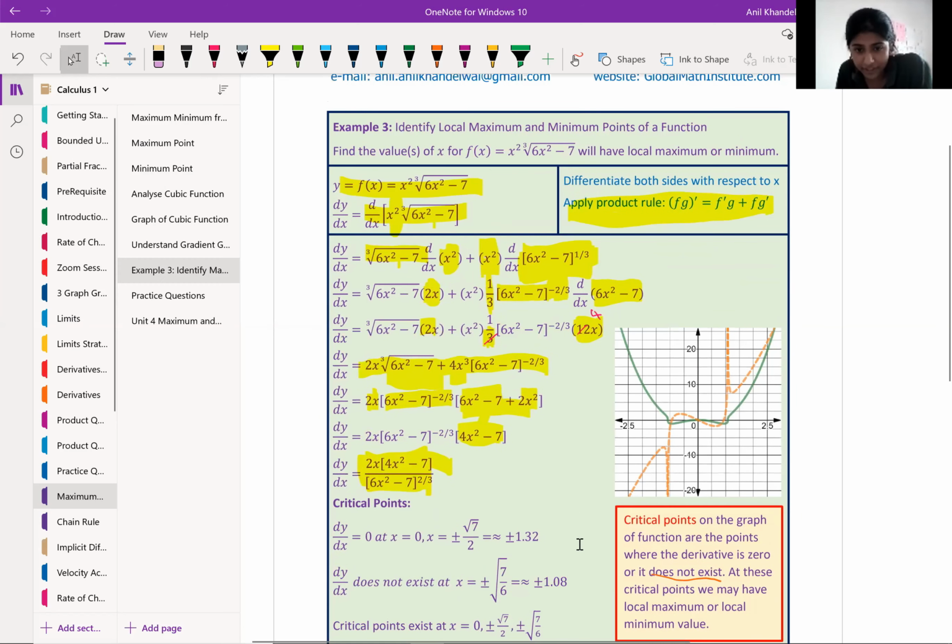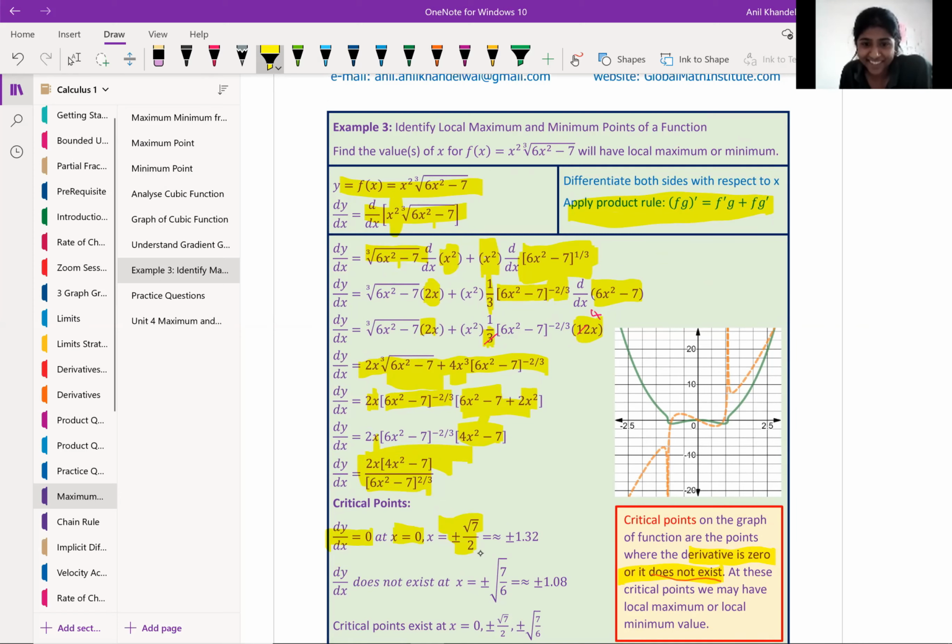So the definition on the right-hand side says the critical points are where the derivative is 0 or does not exist. So we have to make the derivative that we just found equal to 0. The numerator, sorry. You make that equal to 0. So when you do that, you get x equaling plus or minus root 7 over 2. But don't stop there.